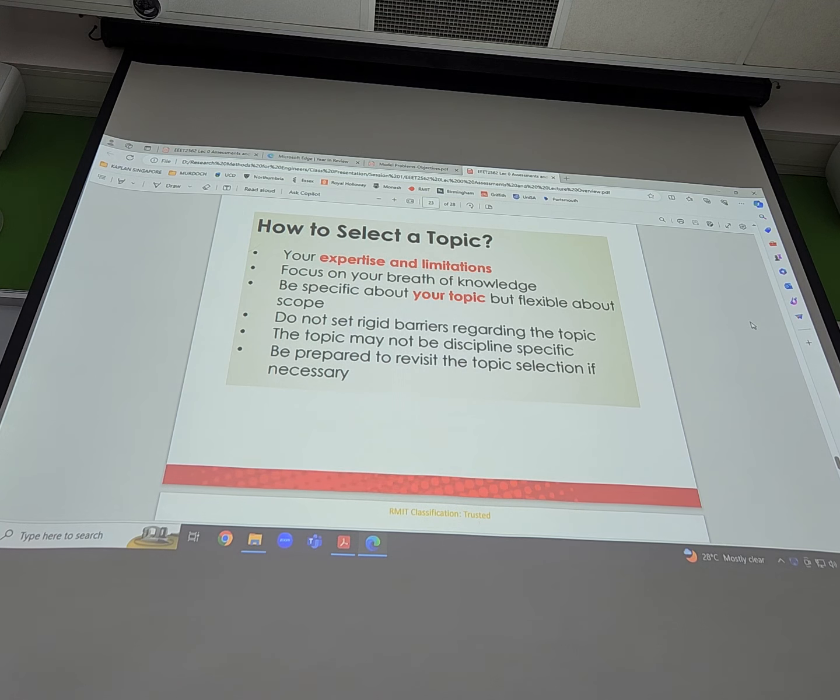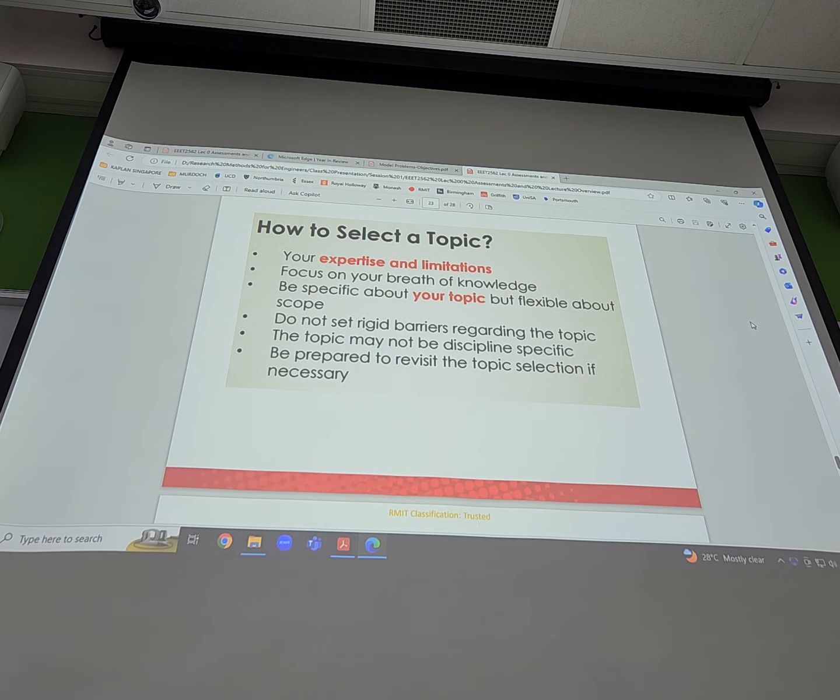Okay, so you need to be specific about your topic. That means when you come out with the objectives of your topic, you need to state your objectives clearly. So don't state that you want to reduce the greenhouse effect of the earth. There are some objectives which are vague and you cannot quantify, so try to avoid all those types of objectives.